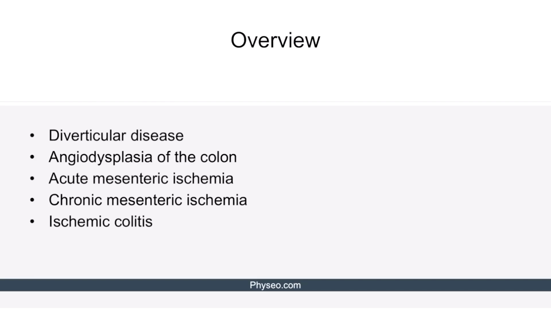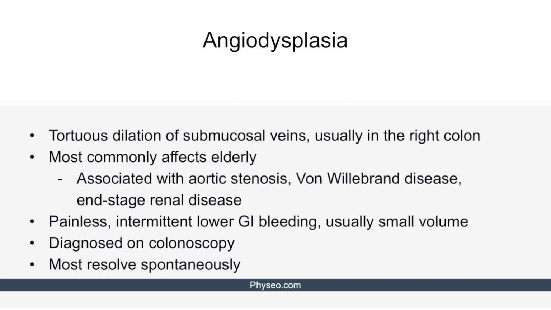The next topic is angiodysplasia of the colon, a tortuous dilation of submucosal veins, and this most commonly occurs in the right colon. The most commonly affected population is the elderly population. Angiodysplasia is more commonly seen in patients with aortic stenosis, or those patients with von Willebrand disease, or those with end-stage renal disease. A lot of times it can remain asymptomatic for years, or even cause painless, intermittent, low GI bleeding.